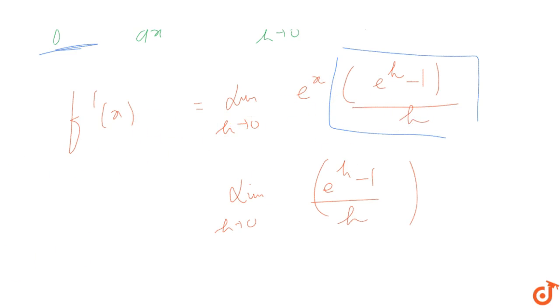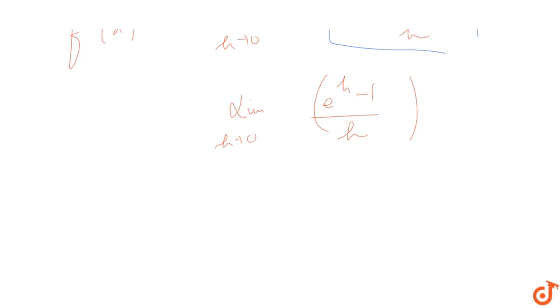So if you see it, if we put h equals to 0 here, e raised to power 0 minus 1 upon 0, e raised to power 0 is 1, minus 1 is 0, so 0 by 0. So this function is in the form of 0 by 0. So how do we find the limit of a function which has the form of 0 by 0? We use a special rule that is called L'Hospital rule.